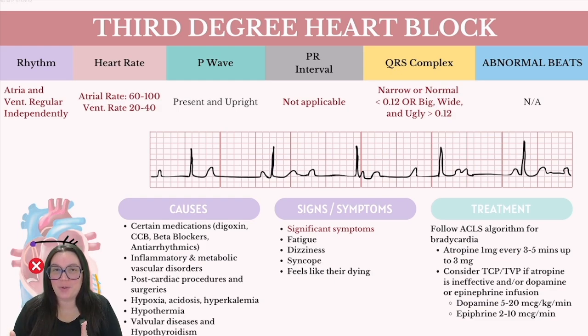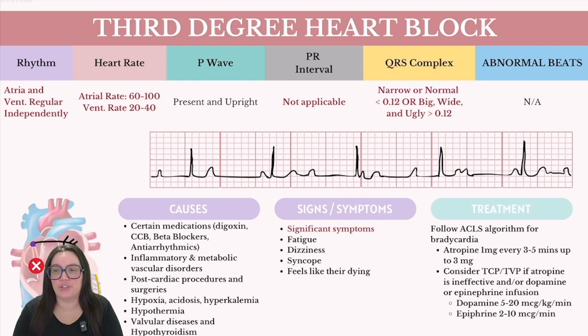So with third-degree heart block signs and symptoms, you're going to see significant symptoms due to that dissociation between our atria and our ventricles. So the symptoms are going to be much more severe. You're going to see very severe fatigue, dizziness, syncope, and sometimes you're even going to hear people say, I feel like I'm dying, because their heart is so erratic because they're not talking to each other. It almost feels like they're dying. You're going to hear people say that.